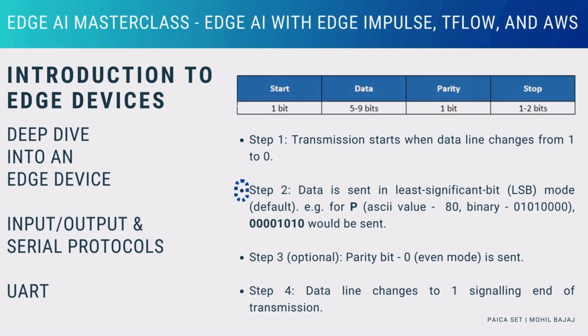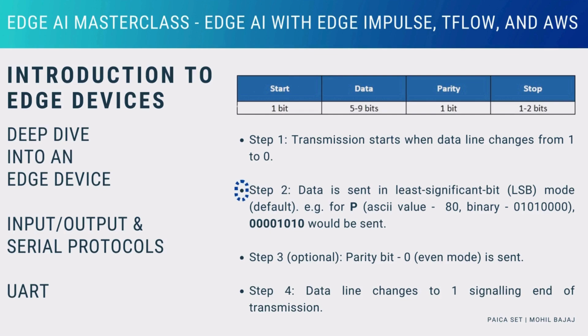For example, let's say that you wanted to send capital P over the line. Capital P's ASCII value is 80 in decimal, and the binary value is 0101 followed by 4 zeros. Now, just like the decimal system, where the least significant digit is the rightmost one as it represents 10 to the power 0, similarly for binary, it is also the rightmost as it represents 2 to the power 0. And so, with the LSB mode, the rightmost bit is sent first, then the second value on the right, and so on. And so the data sent is 4 zeros followed by 1010. If it was MSB, the data would be sent from left to right.